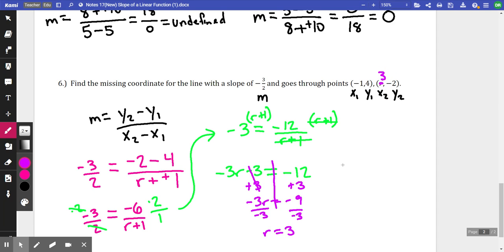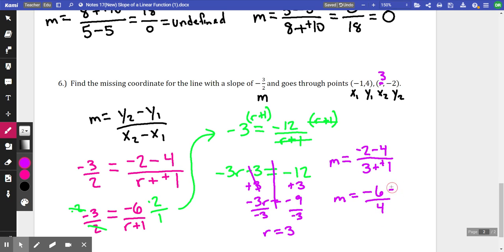Okay, so we could double check our work over here using our slope formula. Y2 is negative 2 minus Y1, which is 4, divided by X2, which we figured out is 3, minus negative 1. On top, negative 2 minus 4 gives us negative 6. In the denominator, 3 minus negative, we don't have two signs in a row, so we change those to a plus. 3 plus 1 gives us 4.